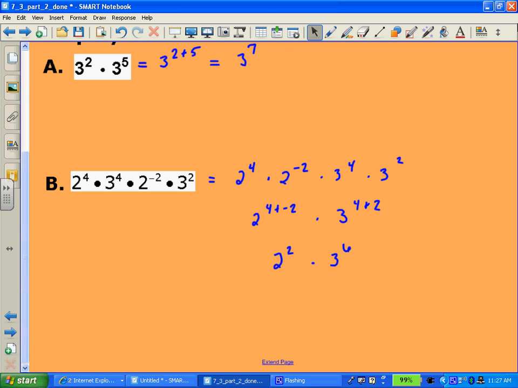Now sometimes they will actually figure out, 2 squared, we know that's 4. 3 to the 6th is a little more complicated. Sometimes they'll actually multiply that all out, but I'm okay, when we have powers, I would say more than 5, we can just leave it as it is.